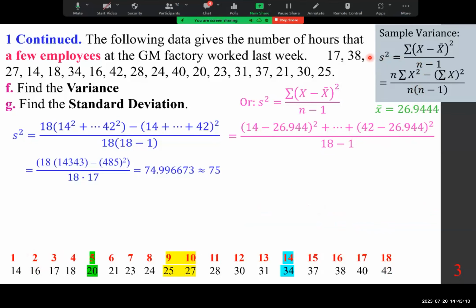We are looking at this one. So 18 minus 1. And they both give you the same answer, which is about 75. And notice, I put a lot of decimals to make a point. You really have to follow that concept. Now, the next one is to find the standard deviation. And all you have to do, take a root of this, S is the square root of that, which is 8.66. Again, depends on how many decimals they pass through.